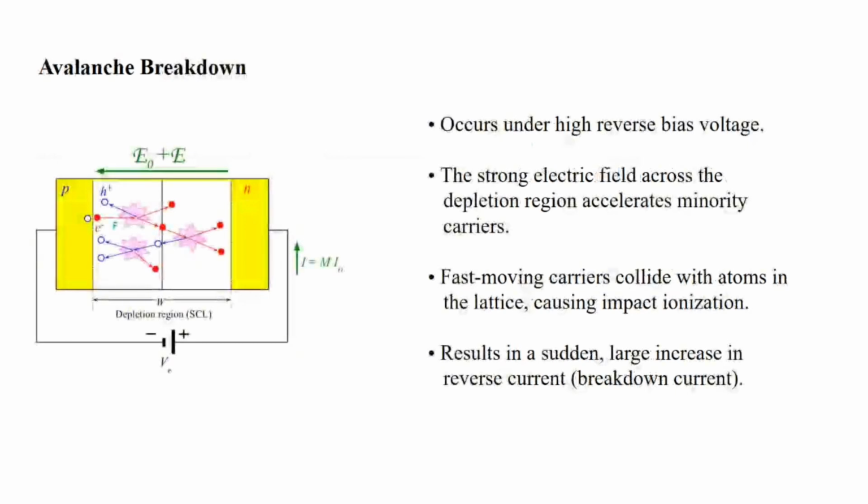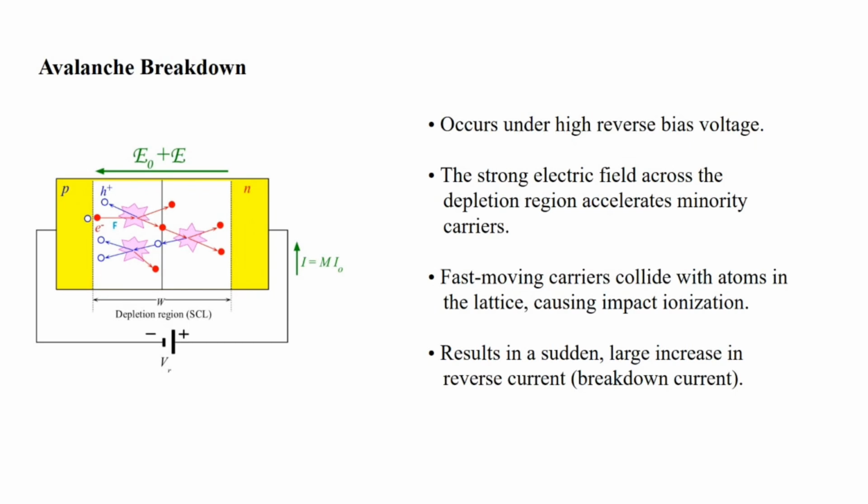Avalanche breakdown occurs when a high reverse voltage is applied to the PN junction, creating a very strong electric field within the depletion region. This strong electric field exerts a large force on the minority carriers, like the electrons and the holes, causing them to accelerate rapidly.